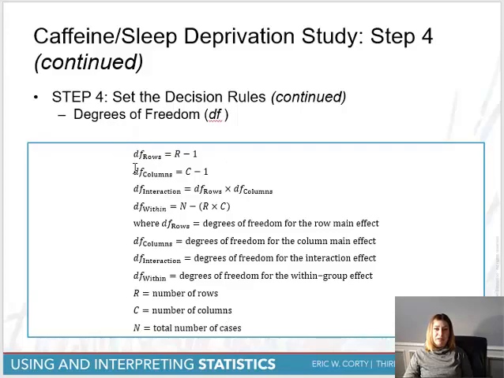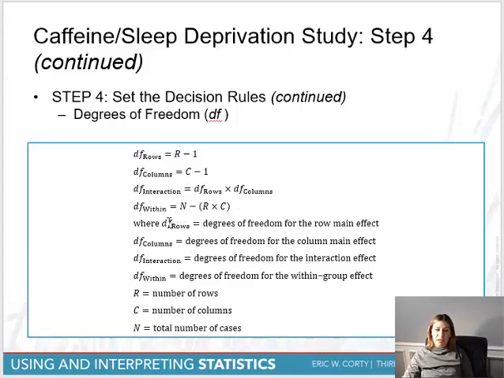So degrees of freedom for our rows. What are we talking about, rows? Well, we're talking about our row variable. So it's the number of rows we have minus 1. Basically the number of groups you have minus 1 for that variable. Same thing for our column. How many groups do you have for that variable? Minus 1. And then the interaction is the cross product of that.